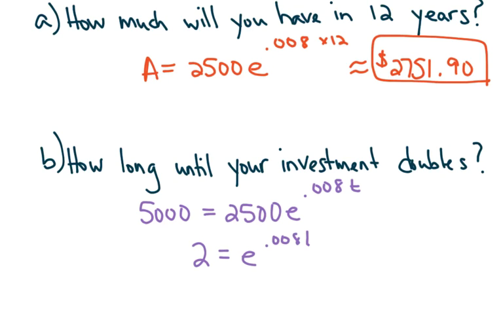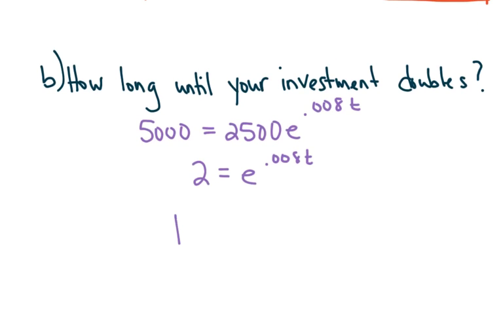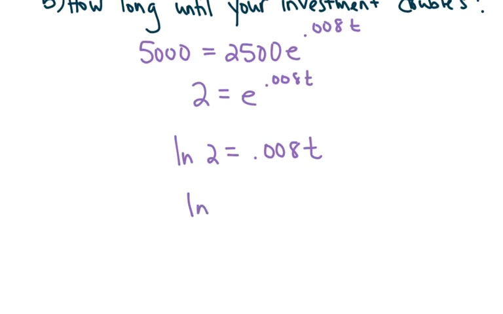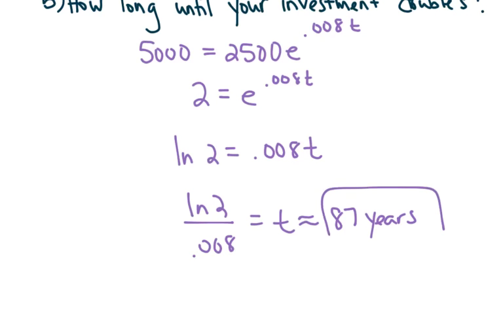In order to solve this, we have to do the inverse operation of e. And the inverse operation of e is the natural log. So the natural log of 2 is going to be 0.008t. And then we'll divide the natural log of 2 by 0.008. And we'll find out it will be approximately 87 years before my money doubles.